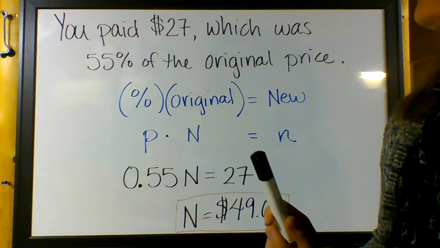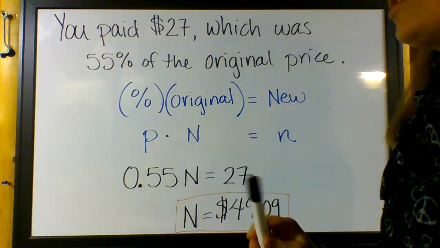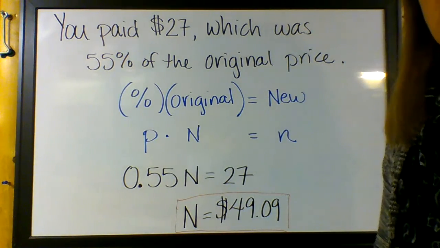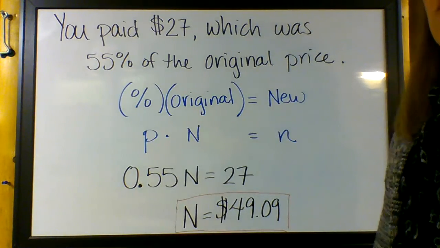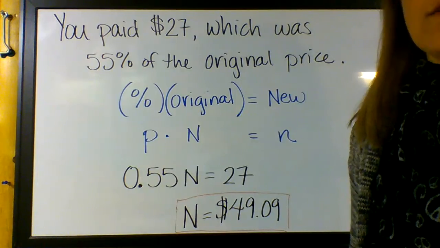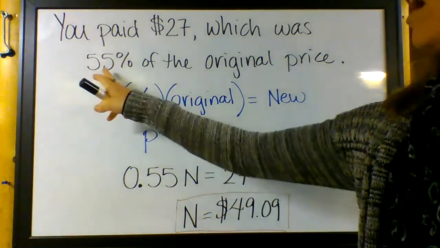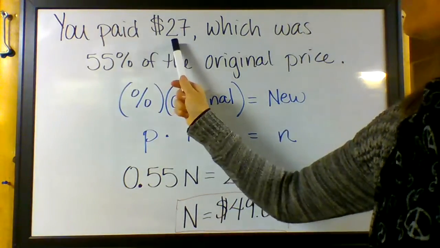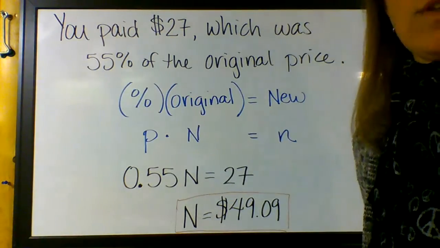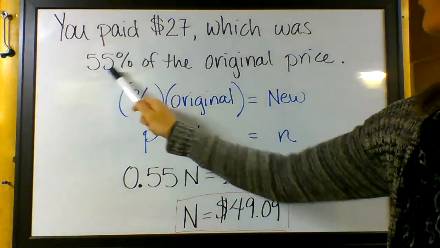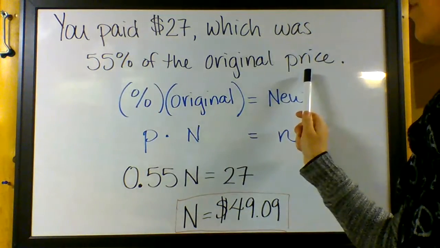Let's take this example I've got here where it's a word problem, and this is something that happens all the time, right? You go to a store and you buy something on sale. Often we talk about it as 25% off, but we could think about it as 55% of the original price. So in our example, you paid $27 for something. Think about whatever you want that to be, which was 55% of the original price.